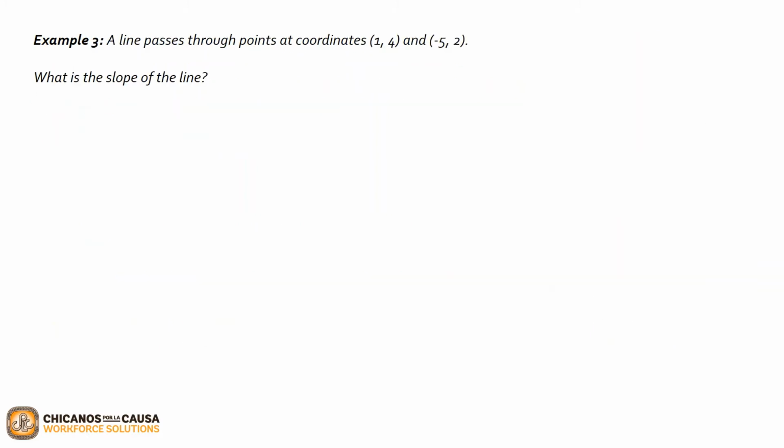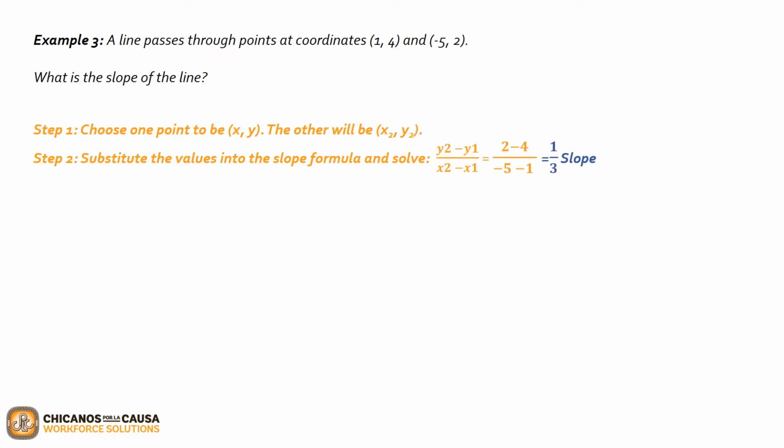Example 3. A line passes through points at coordinates 1, 4 and -5, 2. What is the slope of the line? So like before, we're going to go ahead and break this down into steps. This is a little bit different, so the way we solve it is going to vary from the previous slide. But let me show you.